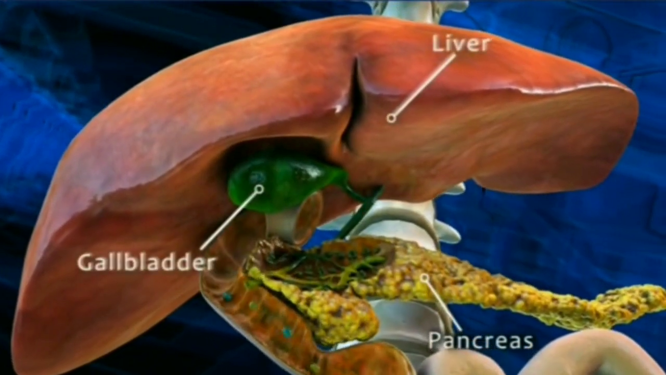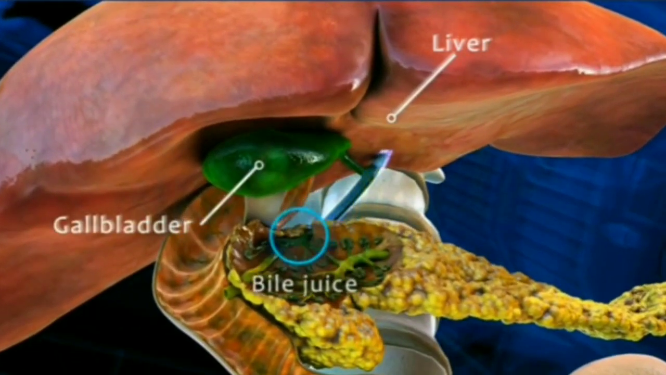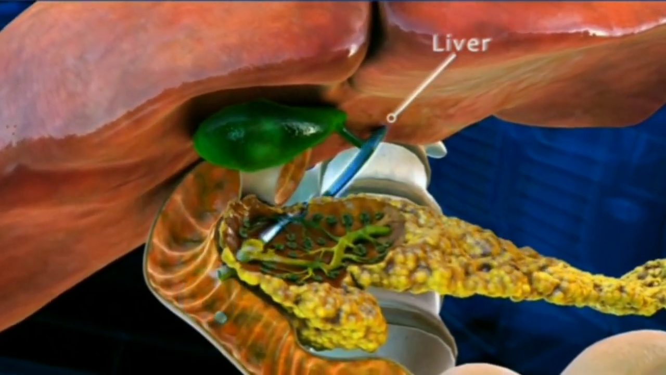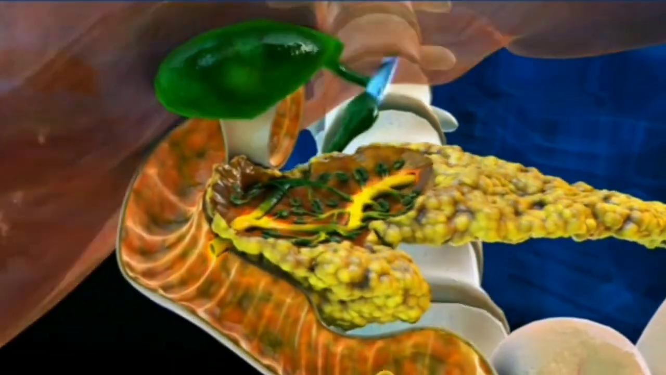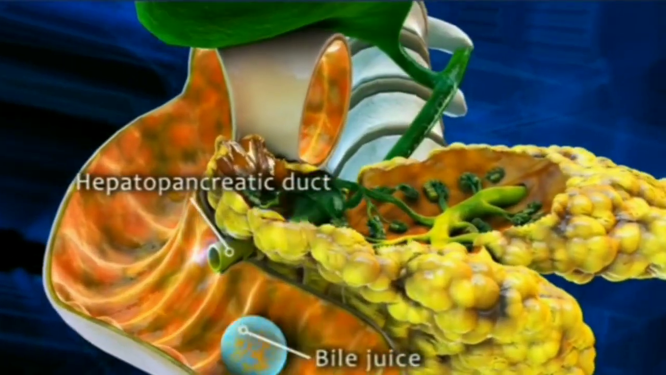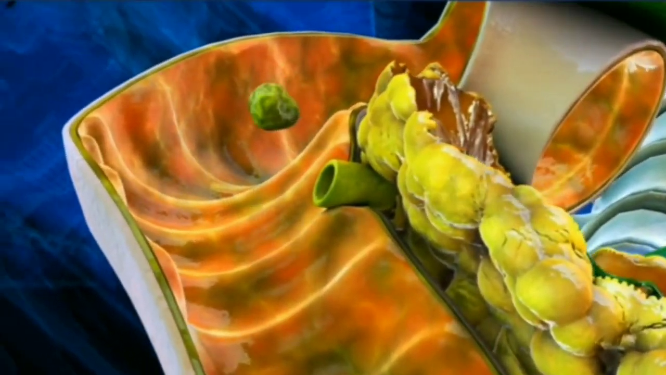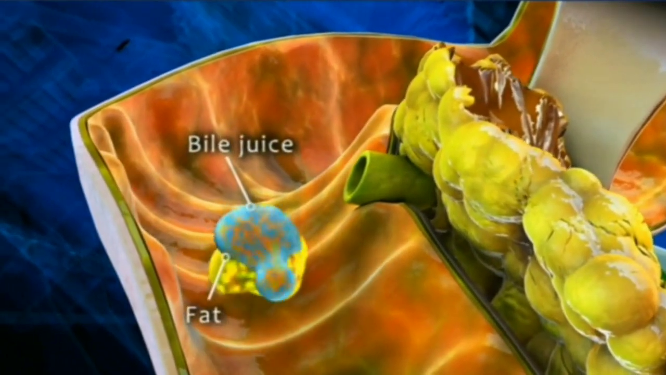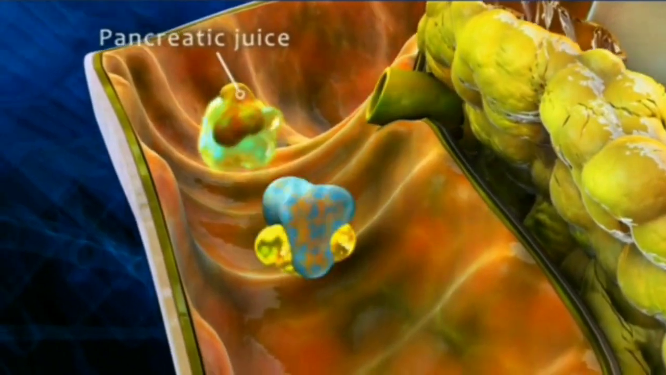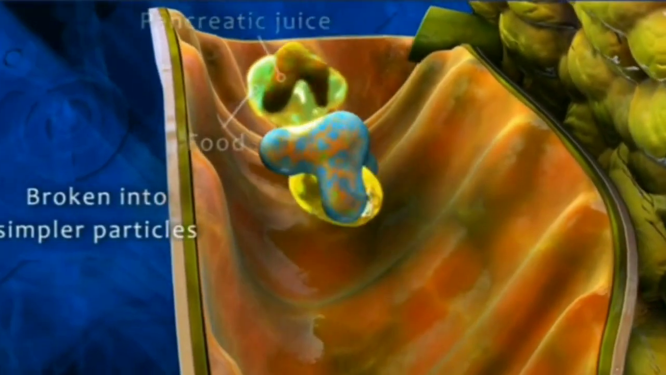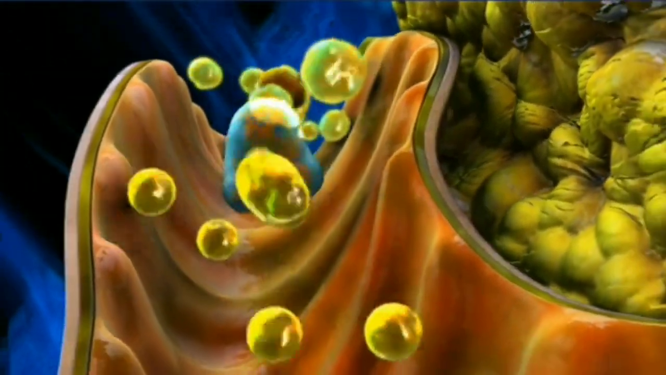The pancreas, gallbladder and liver are the auxiliaries of the digestive organs. Liver produces and gallbladder releases bile juice. The pancreas releases pancreatic juice. All of this enters the duodenum through the hepatopancreatic duct. The bile juice acts on fat molecules and the pancreatic juice acts on food molecules and breaks them down to the simpler particles of food.